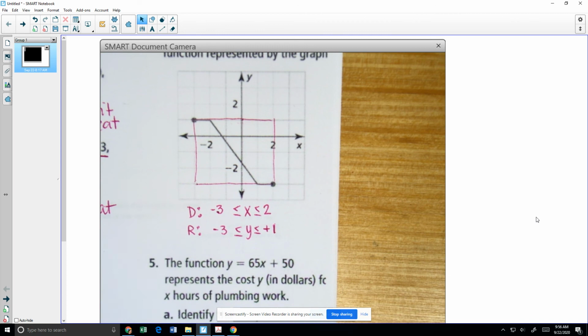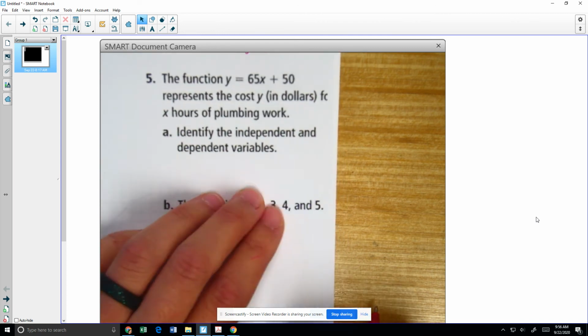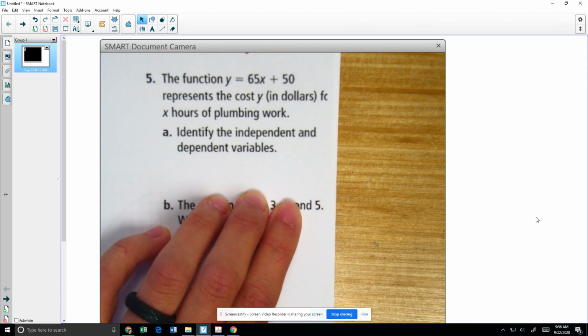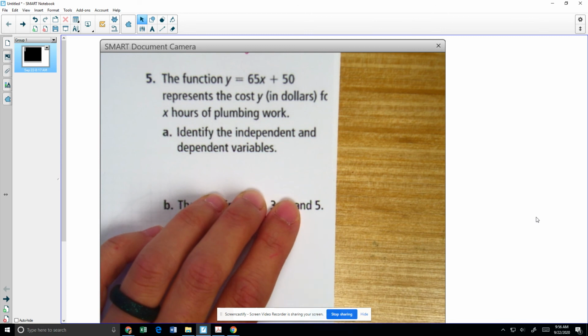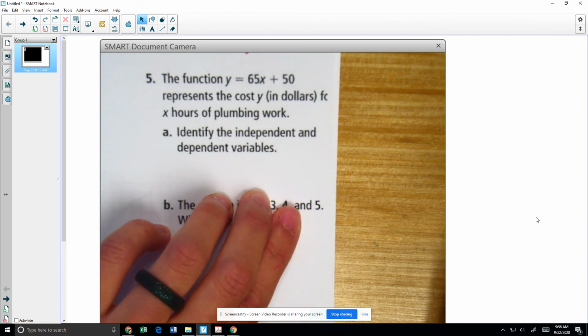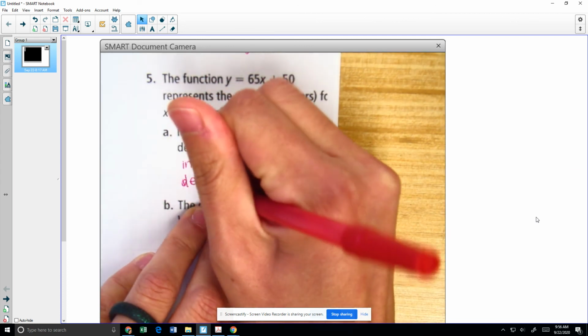Okay, now let's do a word problem. We haven't done one like this together yet, so I want to kind of go over it. This is one more tiny detail that you did learn last year, but I just want to make sure we all know this, okay? So the function y equals 65x plus 50 represents the cost y in dollars for x hours of plumbing work. Identify the independent and the dependent variable. So I have to figure out the independent and the dependent variable.